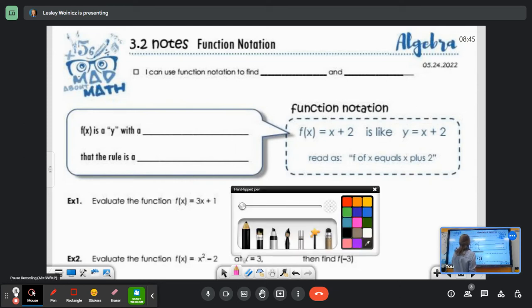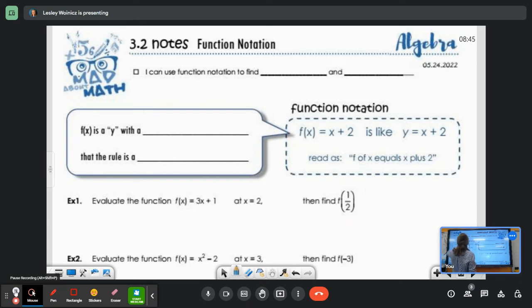Guys, we are going to use function notation. We're going to find input and output.